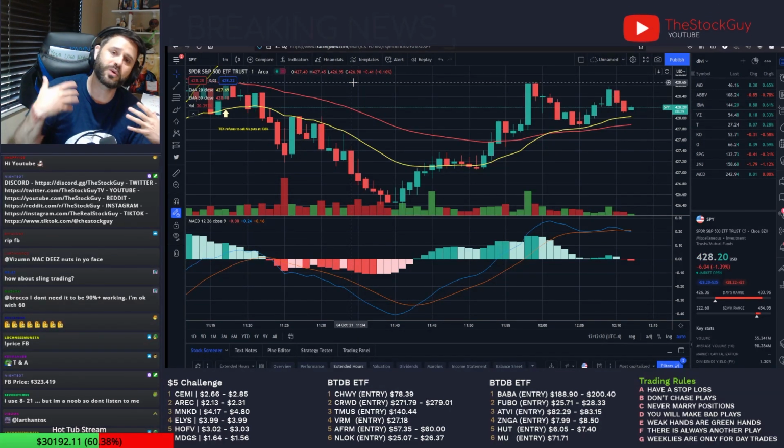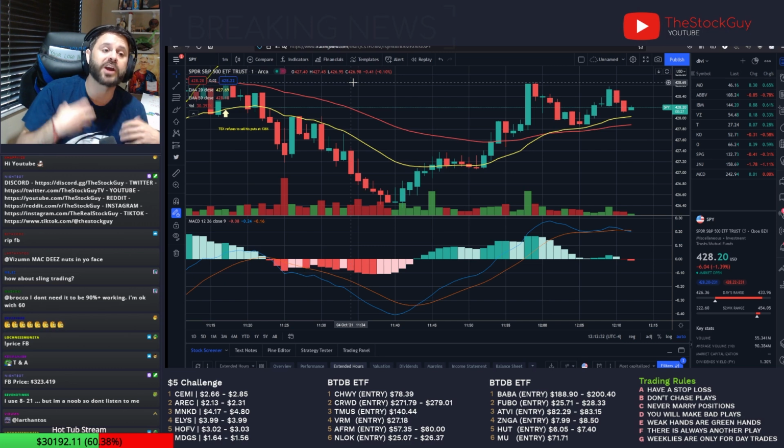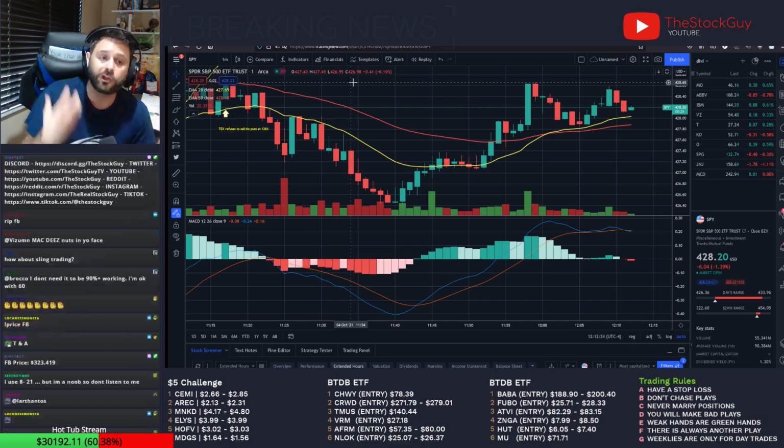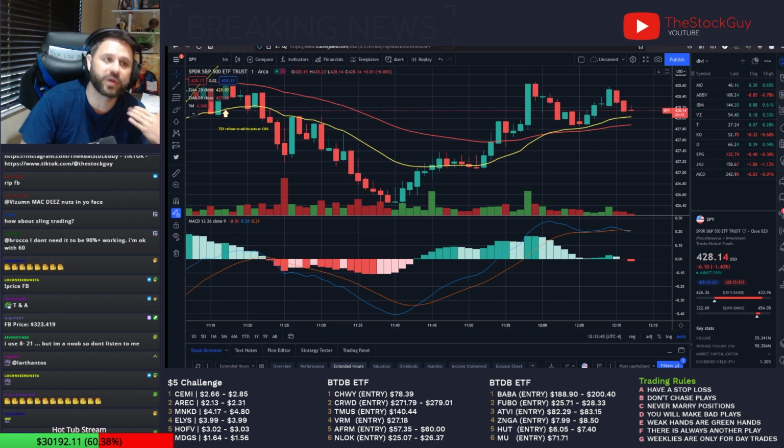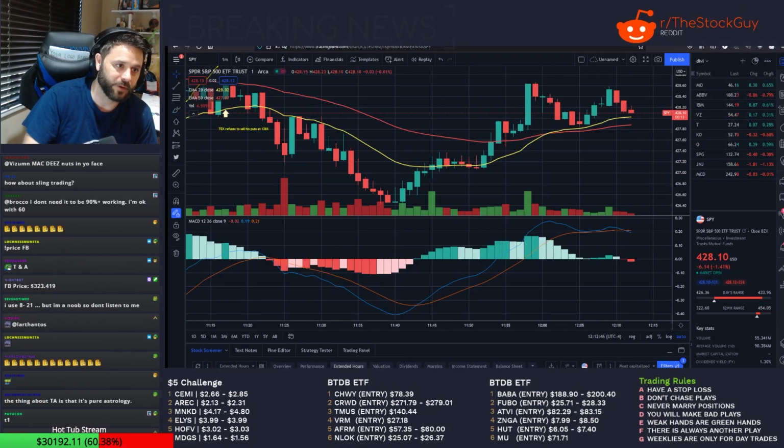So it can give you an idea of where other people, other investors and other traders are looking to enter and exit positions based off that. And that's why TA can be important. It's not a guarantee, but it can definitely give you, like I said, an indication of where those buy and sell points are. Okay.